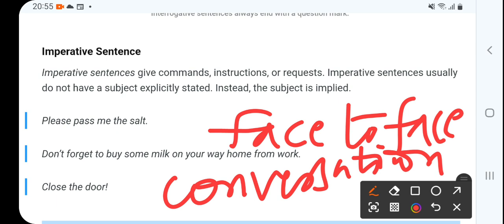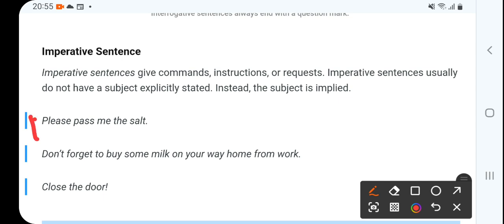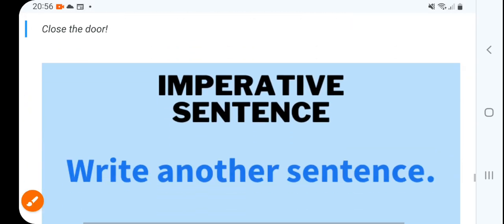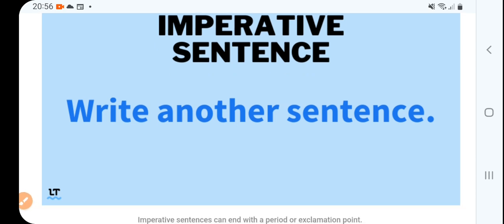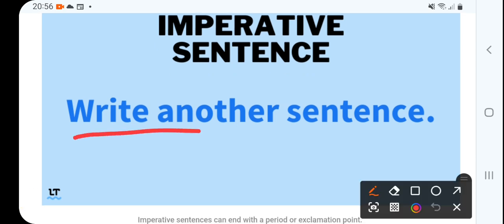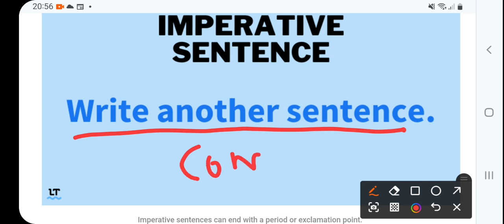Please pass me the salt. So actually, you, please pass me the salt. Don't forget to buy some milk on the way home from work. That is again an instruction. Face to face means the speaker knows whom we are talking to. Then, close the door, that is again face to face. So this is imperative. Write another sentence, that is a command.